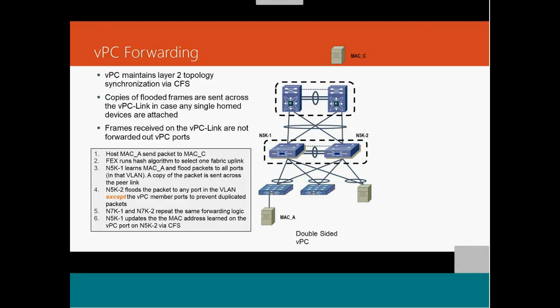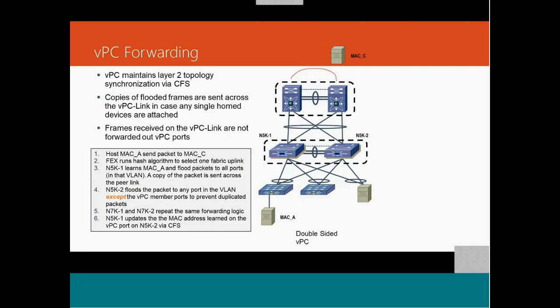All right, so vPC maintains a lower level topology. The topology information is again synchronized to the vPC peers over CFS, right? Copies of the frames that are received on one vPC peer are sent to the other vPC peer as well, so that they know what kind of frames have been received, and they can update their MAC tables once it's received.